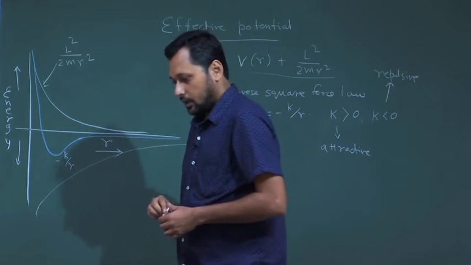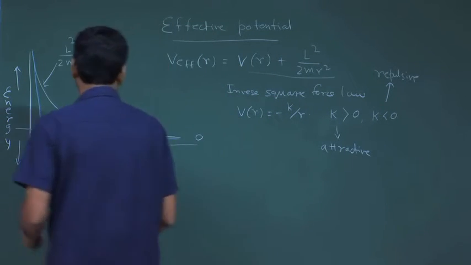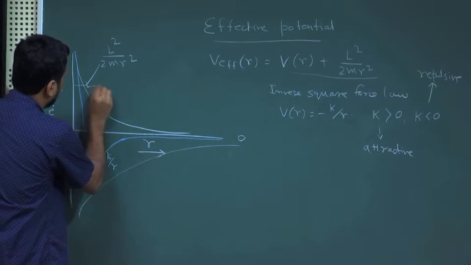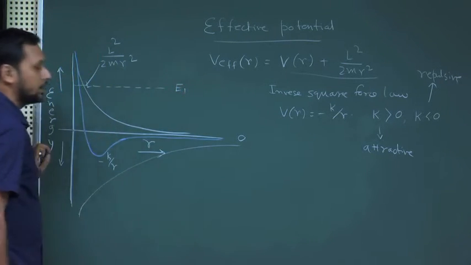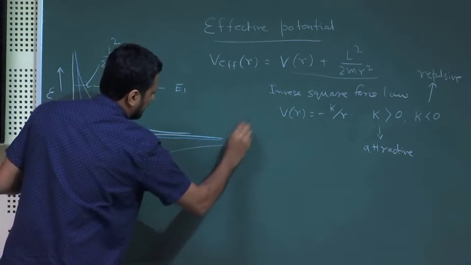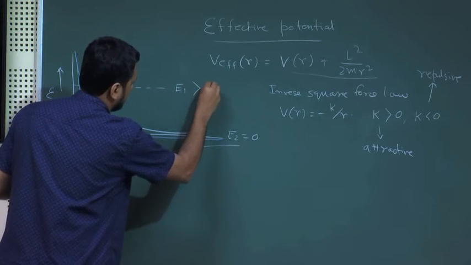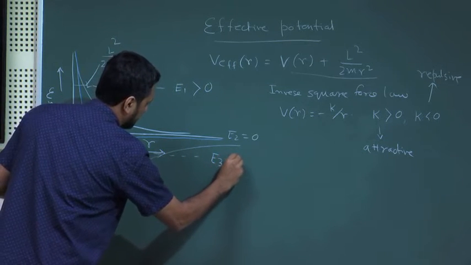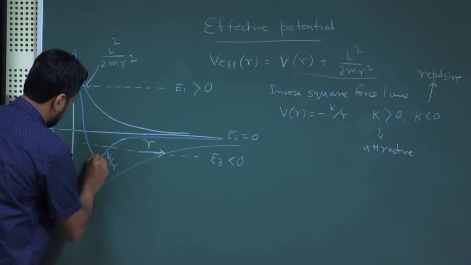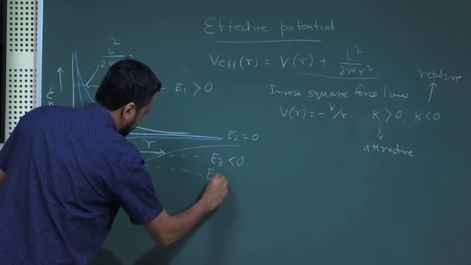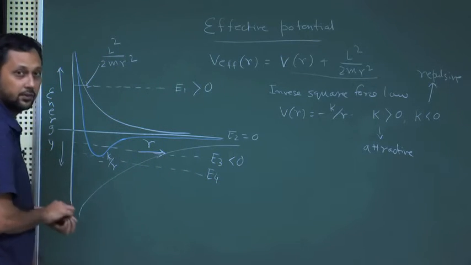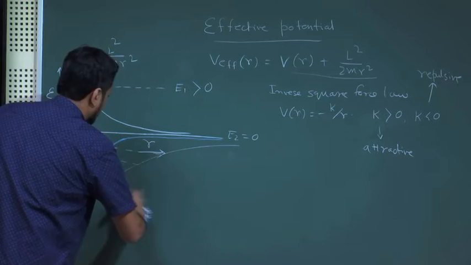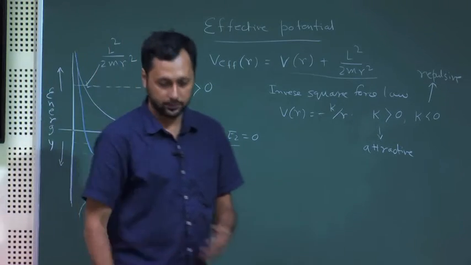Now, if we try to discuss the motion of particles coming with different energy, let us assume that one particle comes with an energy E1, another particle comes with an energy E2 equal to 0, E1 is greater than 0, okay. Another particle comes with an energy E3, which is less than 0, and another particle has energy E4, which is equal to the minimum value of this potential. Sorry, the drawings are not very good. What I will do is switch to the pen and paper mode.